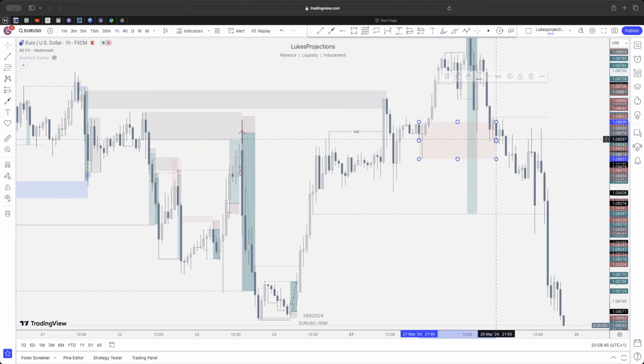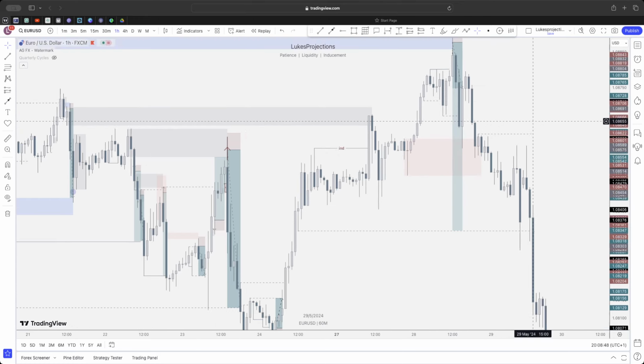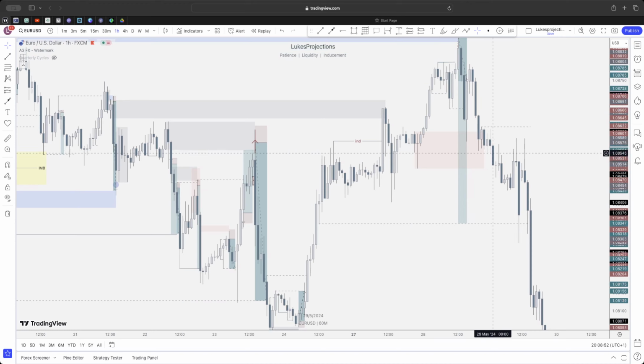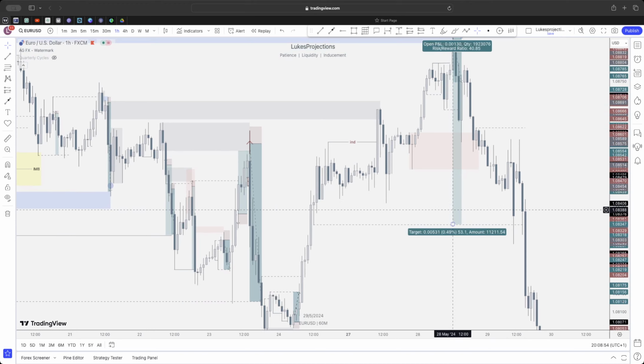because if price started shifting away from this level, then maybe we would have closed or looked for buyers. But here obviously price just continued to sell through. So other than that, there would have been a look for nearly 41%.